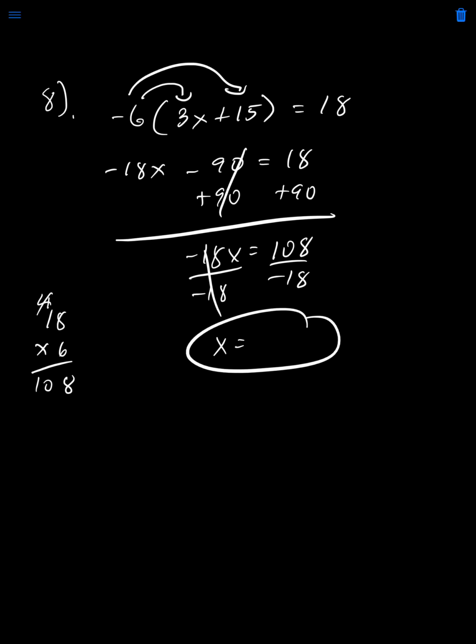So I divide both sides by negative 18. x will equal 108. There we go. Oh, so not 108. Ha. No, x is equal to 6. Oops. There we go. Let me see what else I got.